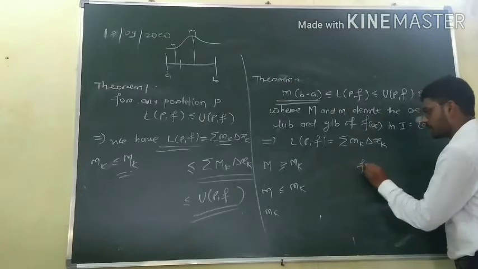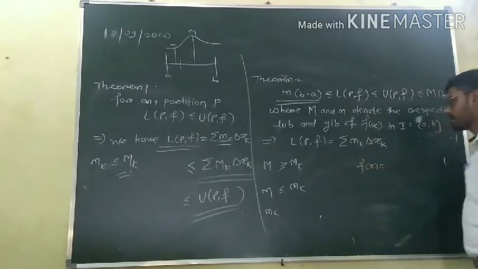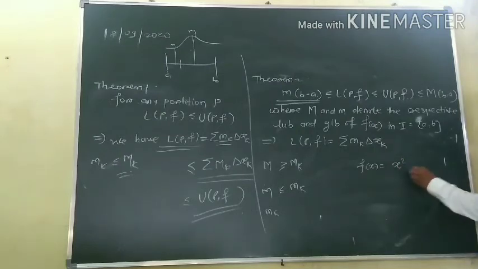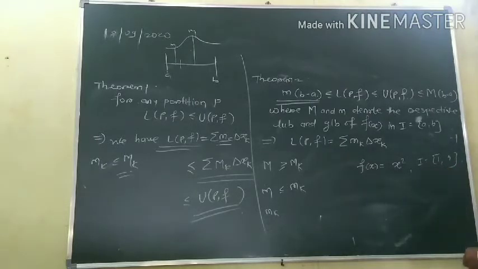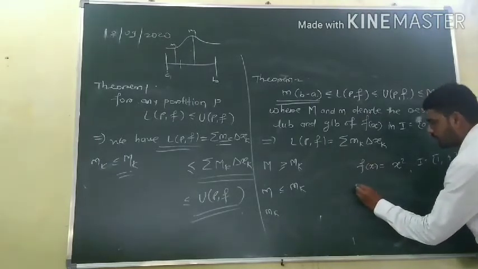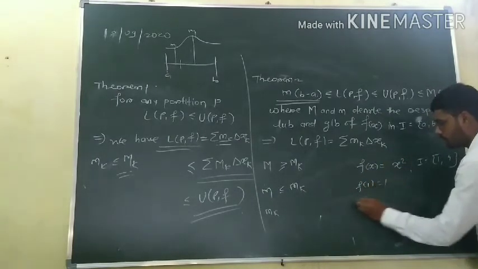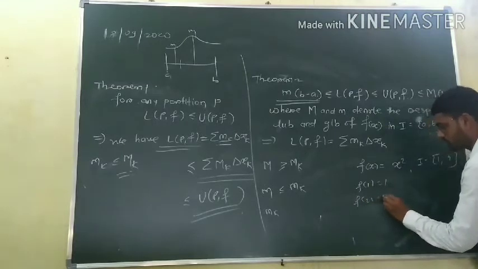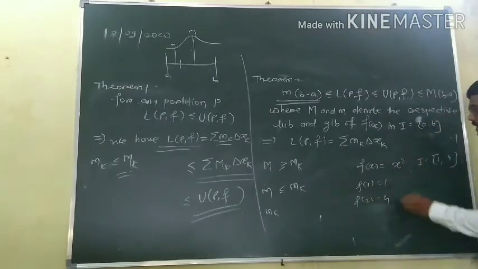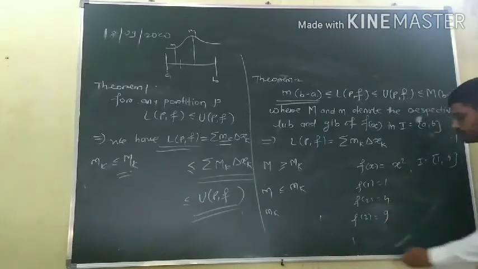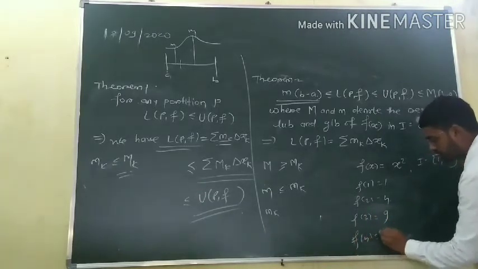Suppose we take an example: the function f of x is equal to x squared, and we take the interval I from 1 to 4. What is the value of the function at point 1? f of 1 is equal to 1, f of 2 is equal to 4, the square of 2. What is the value of f of 3? It is 9, the square of 3, and f of 4 is equal to 16.